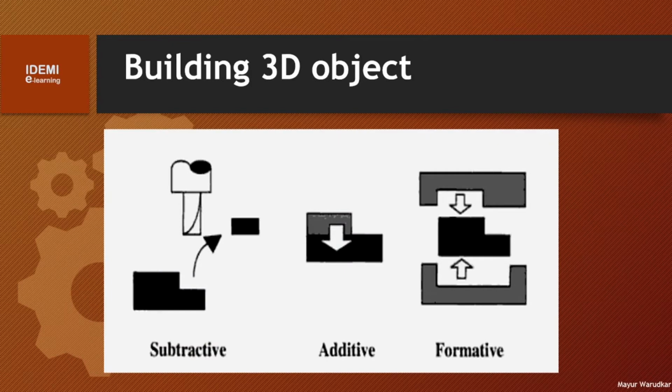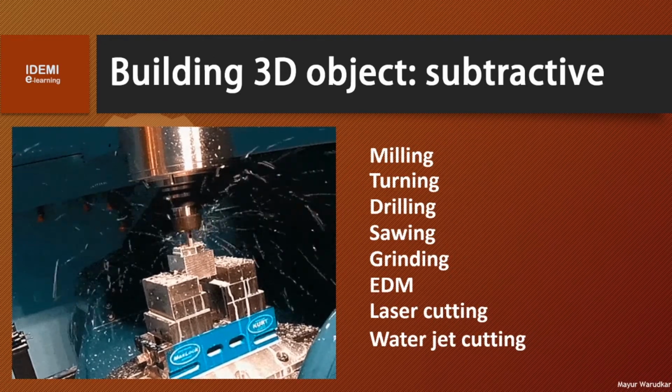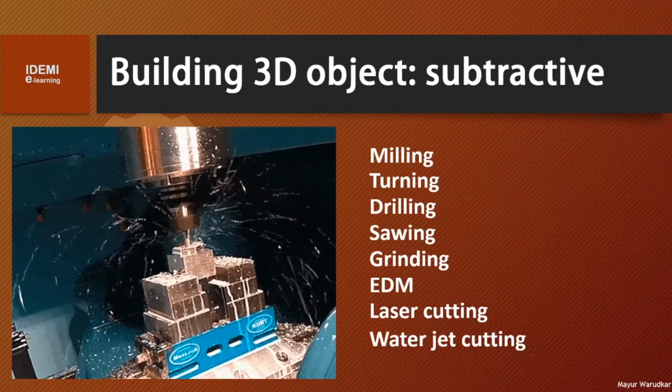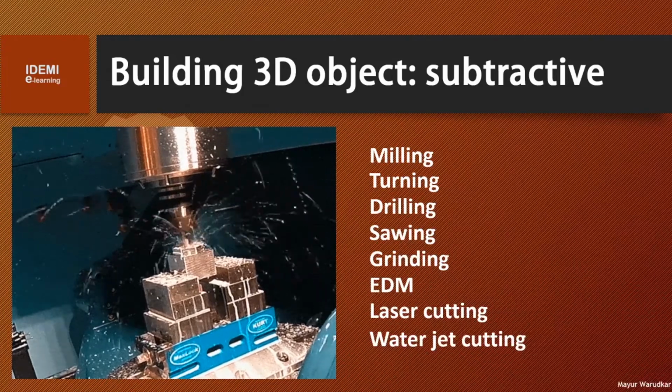Building a 3D object. Subtractive manufacturing involves cutting away from a solid block of material. It could be a block of, for example, metal, plastic, or wood. Additive manufacturing is a process that adds successive layers of material to create an object. Formative methods are used for mass production of any component. Subtractive manufacturing by manually cutting the material is also possible. In fact, before the Industrial Revolution, that was how most of it was done.